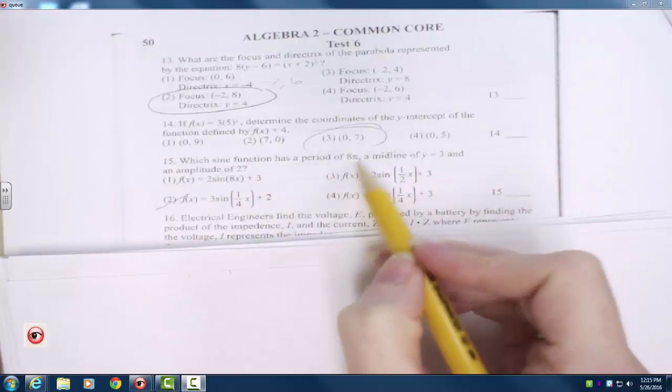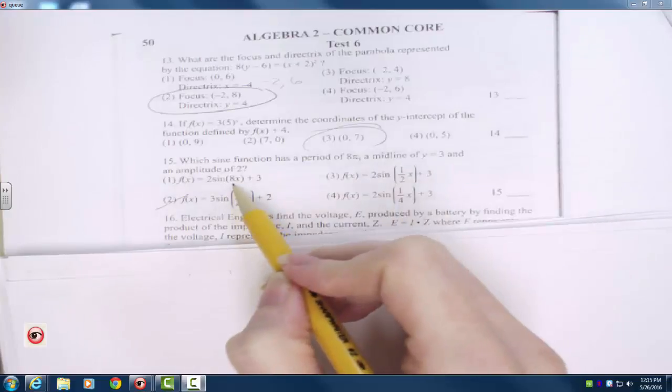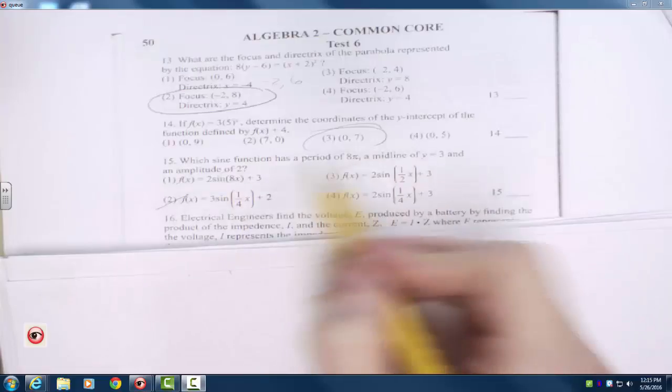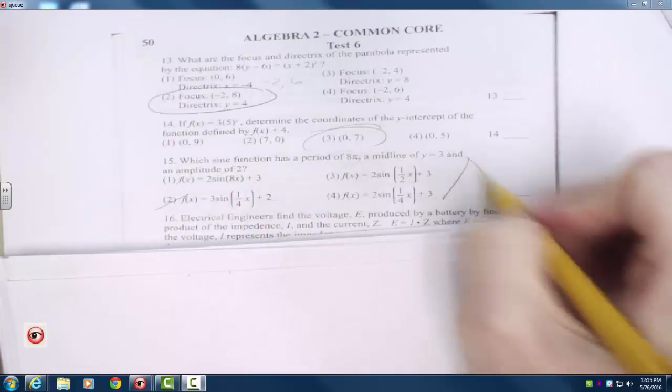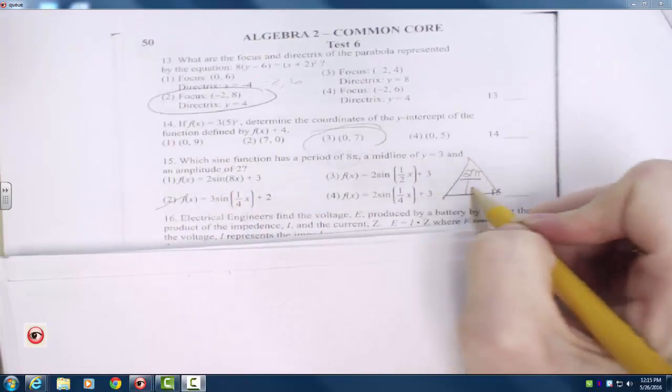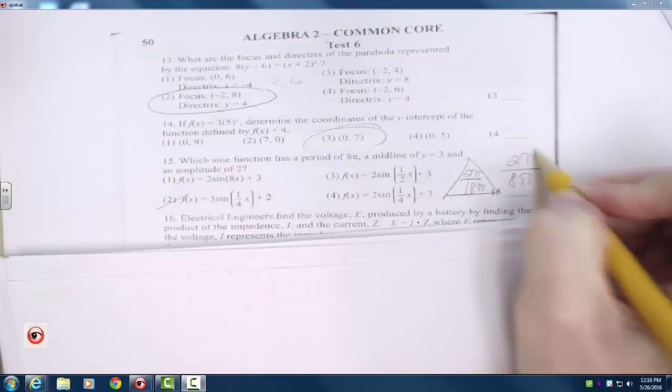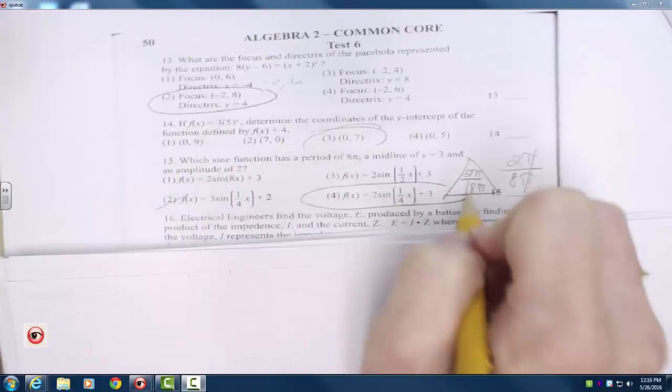A period of 8 pi. The 8 is not the same thing as 8 pi, first of all. And second, these are the frequencies. So you're going to draw that little triangle and do 2 pi divided by 8 pi. 2 pi over 8 pi. The pi's cancel, and that reduces to 1/4.